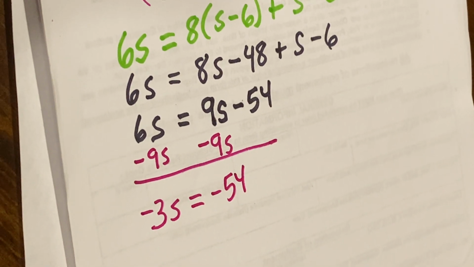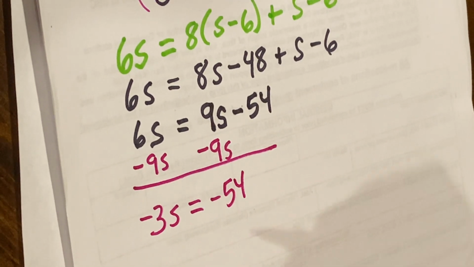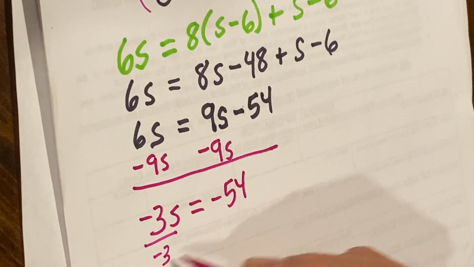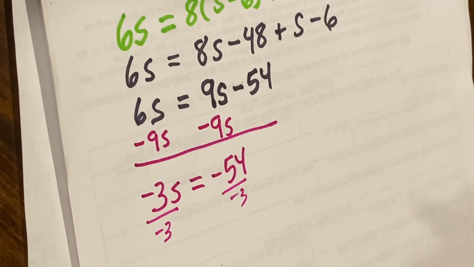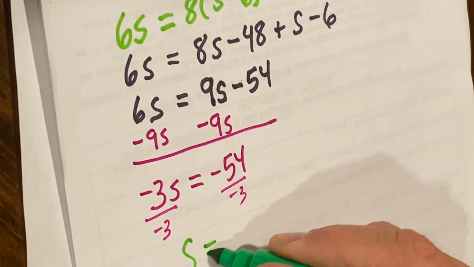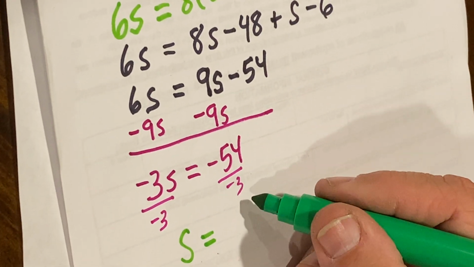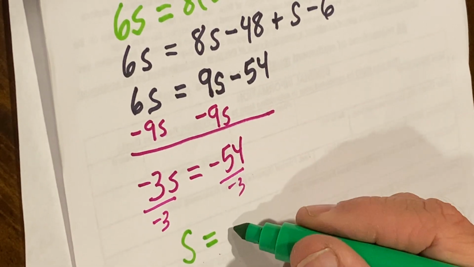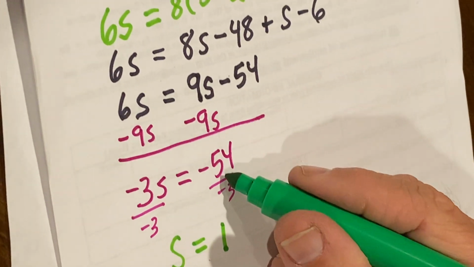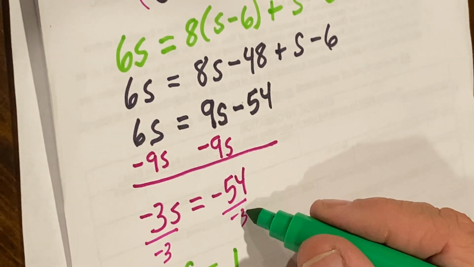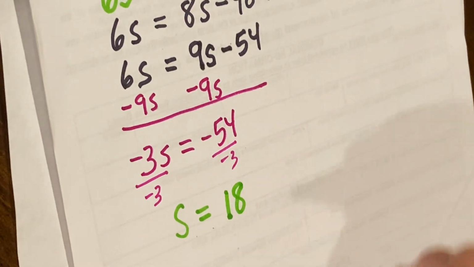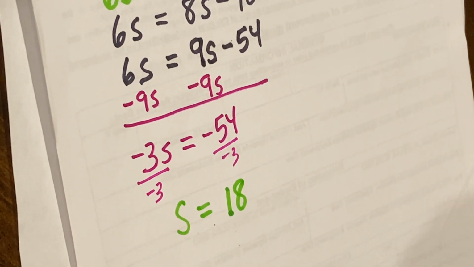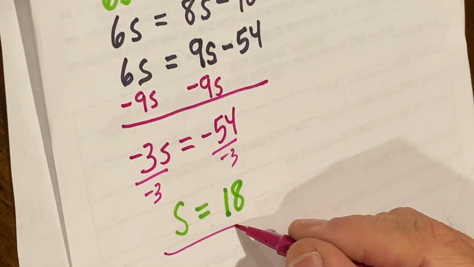I don't want negative 3s, I just want regular 3s. So I'm going to divide by negative 3, and I finally get s equals, okay, let's see, 3 goes into 5 once, 2 left over, bring down the 4, 24, 8, 18. Negative divided by negative is positive, so my answer is positive 18.